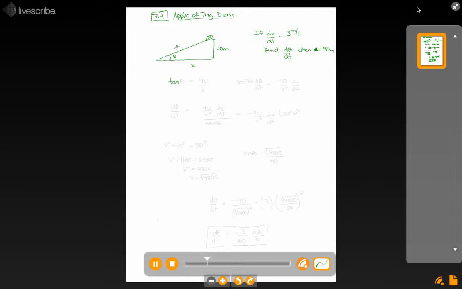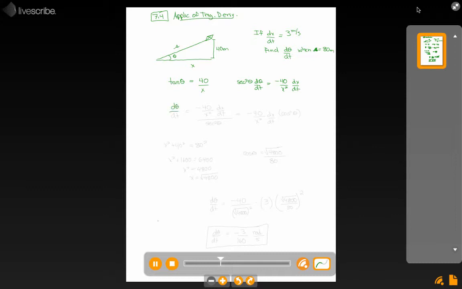In this case, tan theta equals opposite over adjacent. That would work. Somebody else might say, oh, I don't like having x on the bottom, and do a cotangent, but this should work just fine. So if we then take the derivative of this, the derivative on this side is secant squared theta d theta by dt equals negative 40 over x squared dx by dt. That's a good situation again because we have dx by dt and we want d theta by dt.